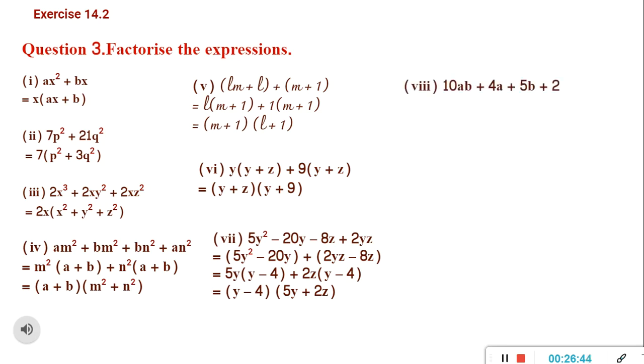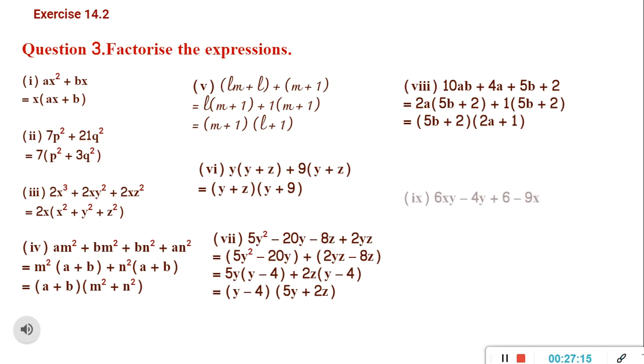10ab plus 4a plus 5b plus 2. Here also, the same way, we can take the factors. Group first 10ab and 4a. 2a we can take as common. Now what is remaining here? 5b plus 2. In the second group, only 5b plus 2 is there. So 1 we can take as common. So what are the factors? One factor is 5b plus 2. And the remaining, that is 2a plus 1, is our other factor.